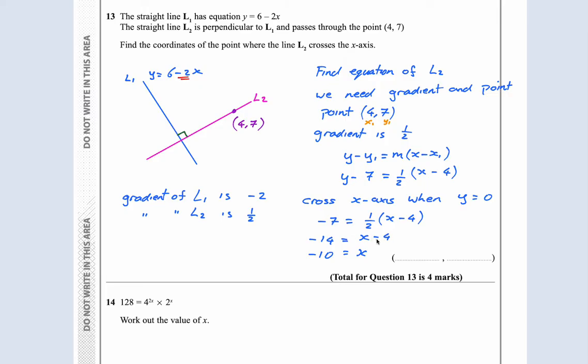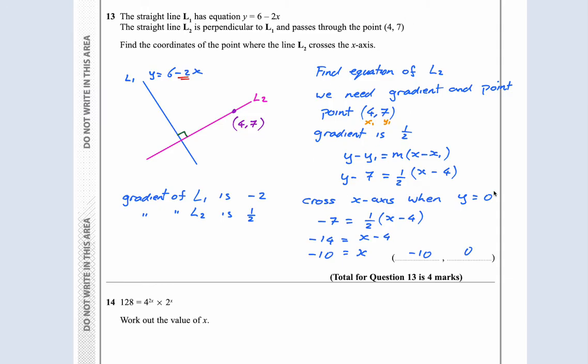So the coordinates of the point where it crosses the x-axis, I know that's going to be 0 because y has to be 0, and this has to be negative 10. Okay, that's difficult, guys, obviously. Yeah, there isn't really an easier way to do it.